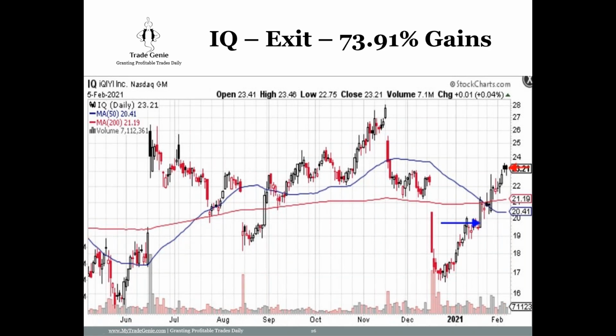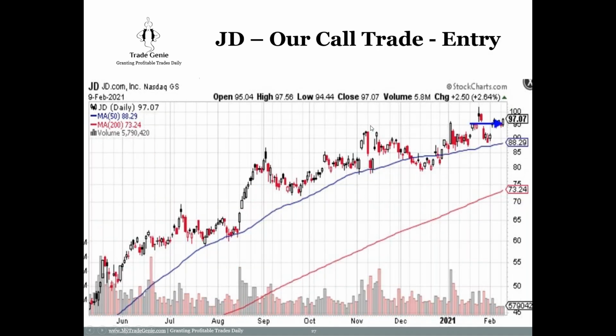And you see what happened? It went up to 23. So I exited with a 74% gain.